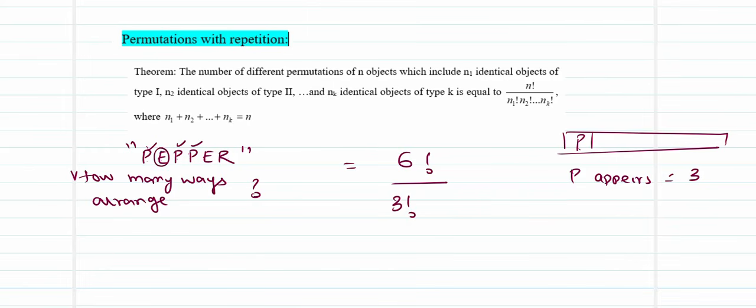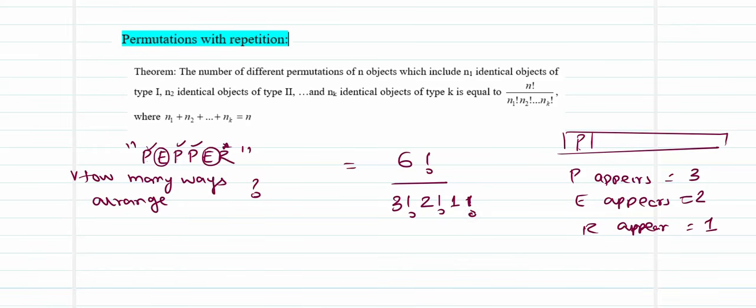And I notice that the second letter E appears how many times? 2 times. So I also divide it by 2 factorial. And the last one is R. How many times does R appear? It appears 1 time, so it is 1 factorial.